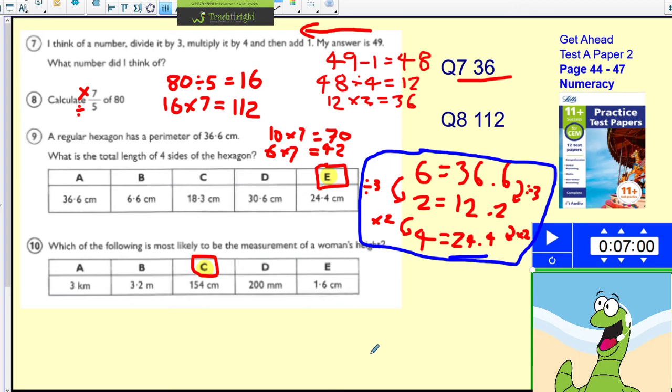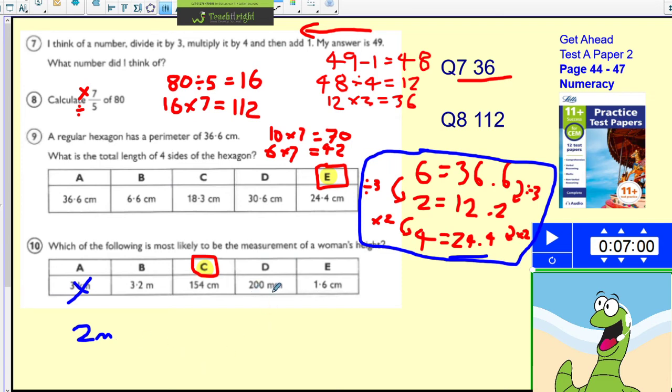Okay. Number 10, which of the following is most likely to be a measurement of a woman's height? 3 kilometers is a big no-no. Remember, guys, you should know kilometers. That's kind of car driving distances. That might be the distance from home to work or home to school, something like that. 3.2 meters. Well, again, 1 meter. Now, I would say 2 meters is about the size of a room. So your ceiling, and of course I know some of you have high ceilings, some of you have low, but 2 meters is about the size of a room.